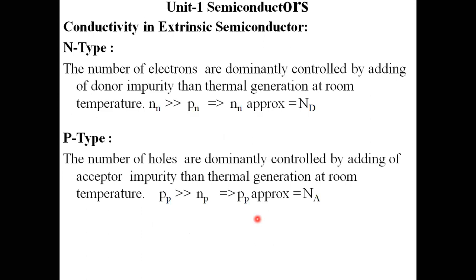This is about conductivity. And one more point, the last final conclusion: the number of electrons are dominantly controlled by the adding of donor impurity rather than thermal generation at room temperature. Normally, the maximum number of electrons obtained in n-type semiconductor material is mainly because of donor atoms. So I am representing the donor atoms, that Nn term, with respect to these donor atoms, Nd.